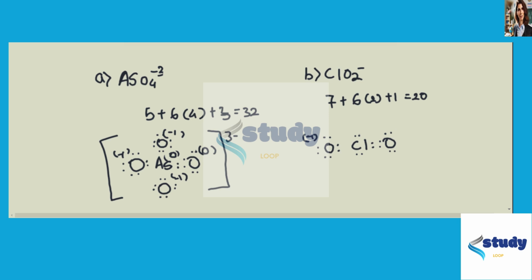One last thing, we do need to put brackets around it so it is shown that it is a negative ion. That's the best structure for ClO2 minus.